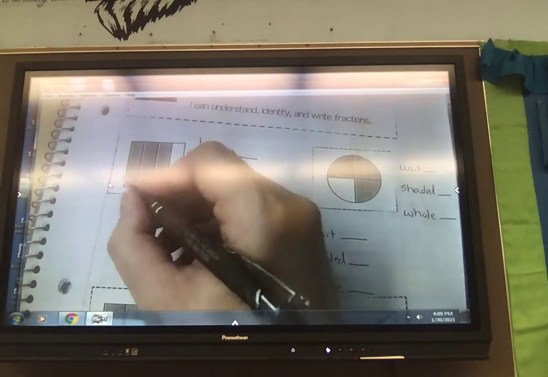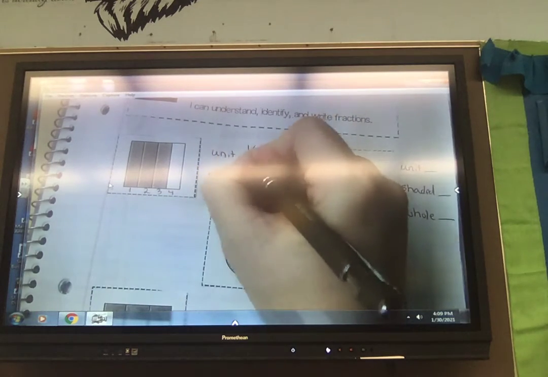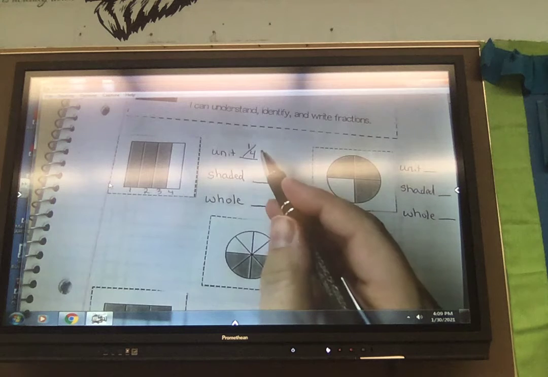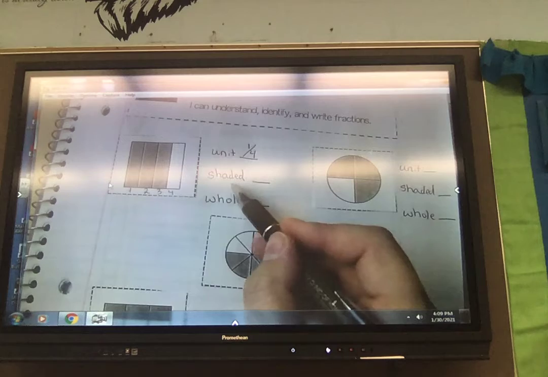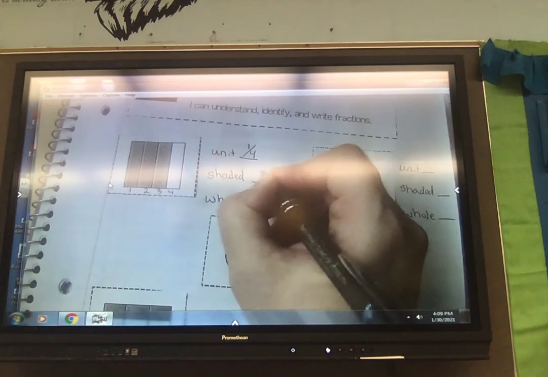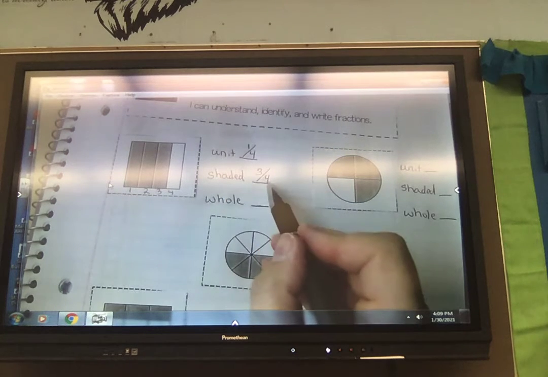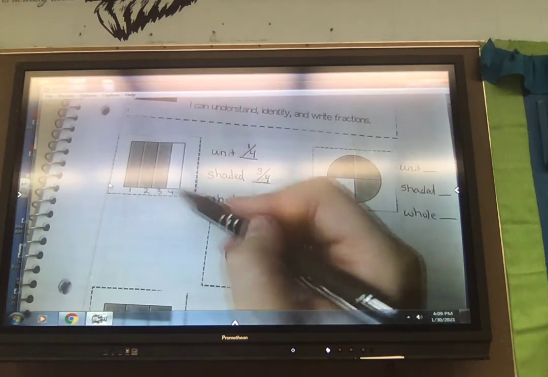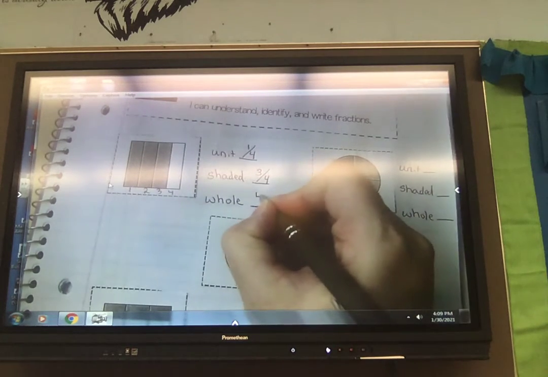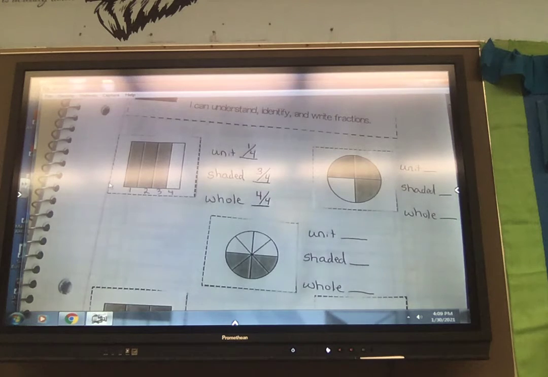The unit fraction on this picture, because there are 4 pieces, would be 1/4. 1 is units, 4 total, so my denominator is 4. The shaded fraction, because I see 3 parts are shaded, is going to be 3/4. 3 are shaded, 4 is my total. My whole fraction, if I counted all the pieces, my whole fraction would be 4/4, because I'm taking the whole picture. All right, let me do this circle one.